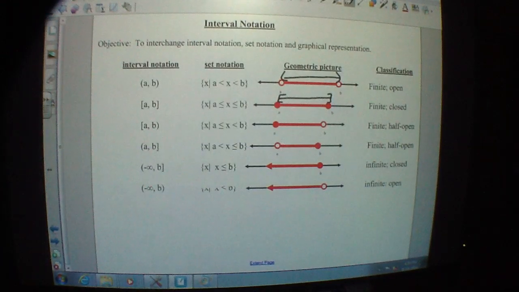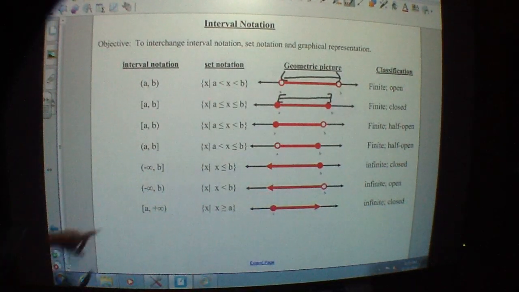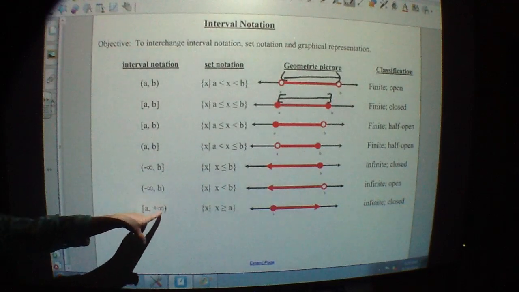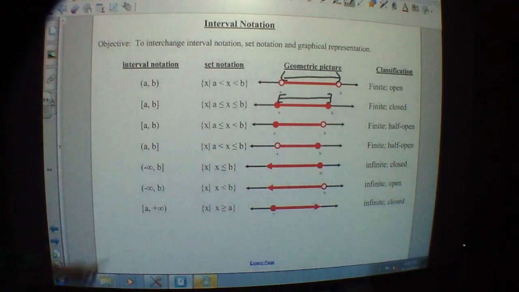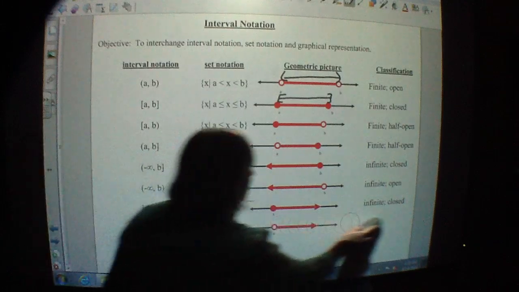Here's infinite and open. Does not include B. Includes A, so A is your smaller number, positive infinity is your larger number, so anything greater than or equal to A. And this is infinite and closed. Here's infinite and open.